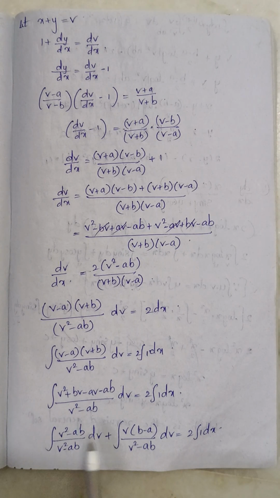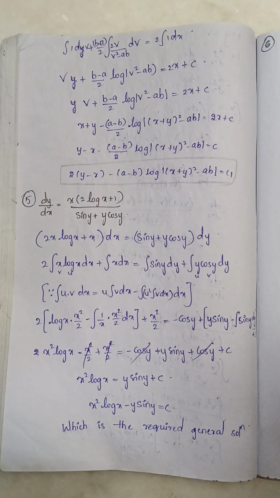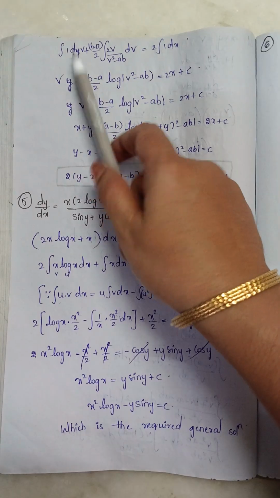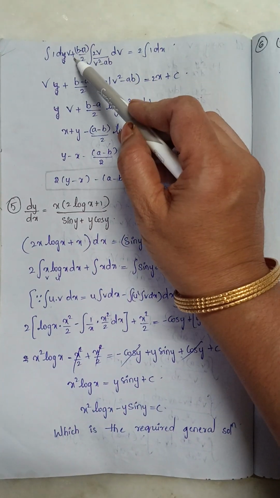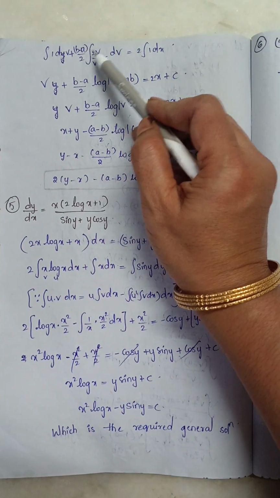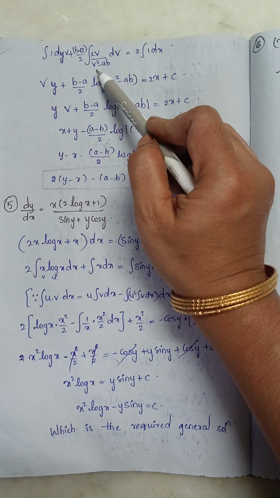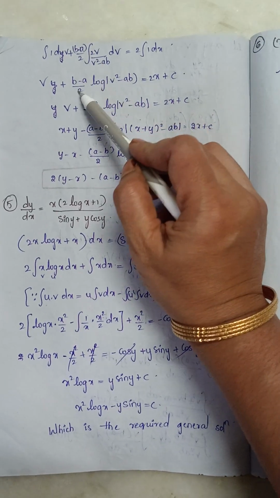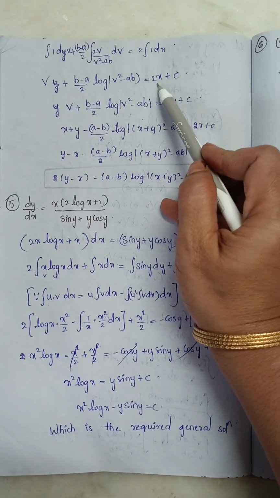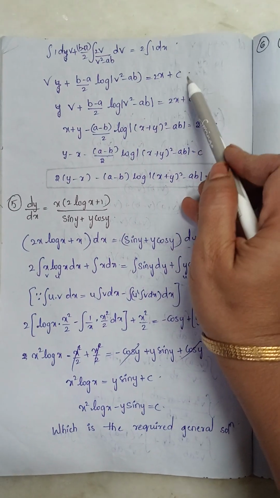Now here gets cancelled, 1 into dv. Here the derivative of v square minus ab is 2v. Here only v, so multiplied and divided with 2 here. And 1 into dv here, and b minus a constant take it outside, multiplied and divided with 2 here, and f dash x by f of x here, so log mod f of x, (b minus a) by 2 as it is. 1 into dx is x, 2 take it as it is, plus c.